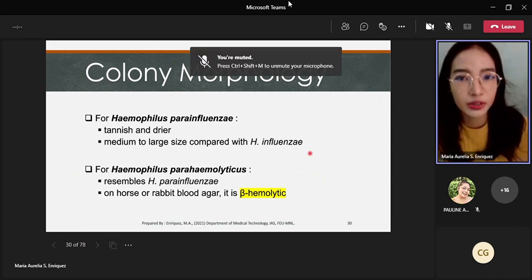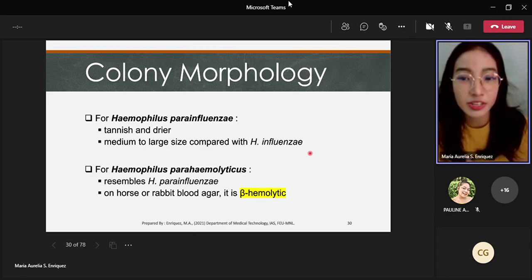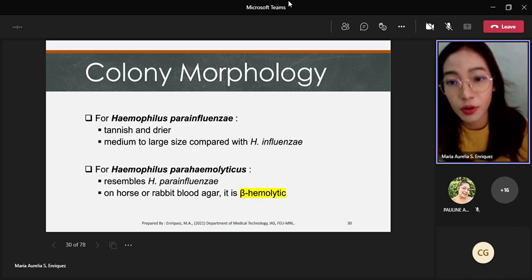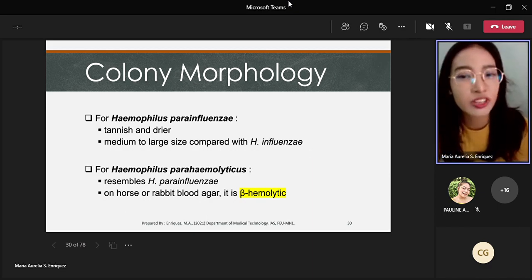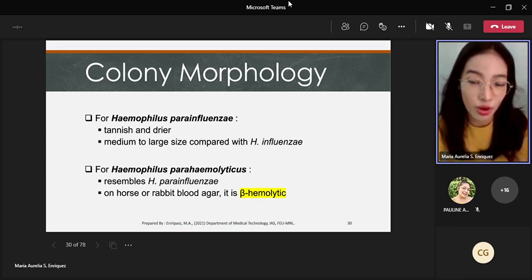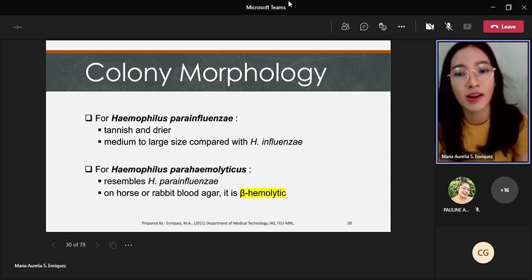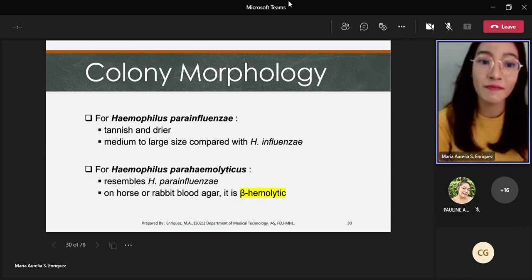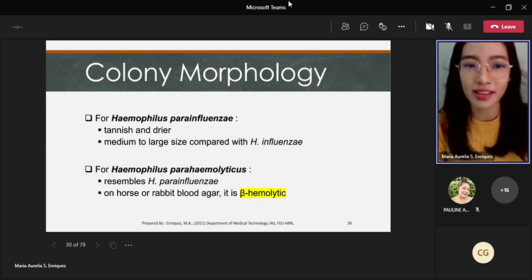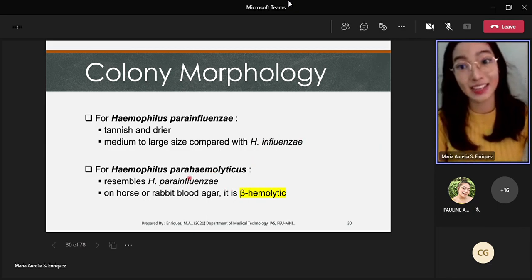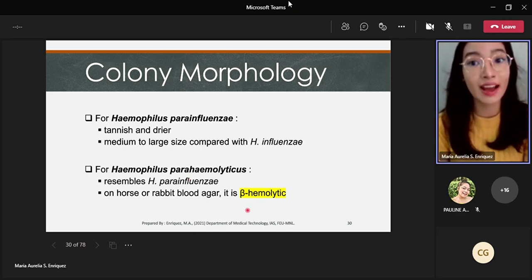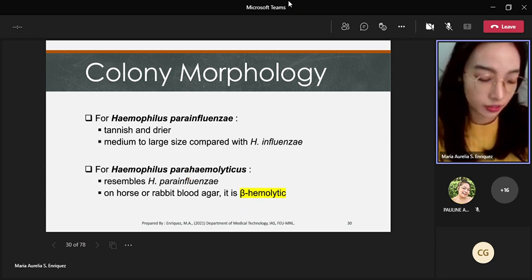Ayan, nabanggit din po dito, for Haemophilus parainfluenzae, colonies will appear dry and slightly larger in comparison to Haemophilus influenzae colonies. And then kapag parahemolyticus naman po, Haemophilus parahemolyticus may resemble parainfluenzae, but do take note that parahemolyticus is beta hemolytic, as the name implies, no? Parahemolyticus. So it could cause beta hemolysis.